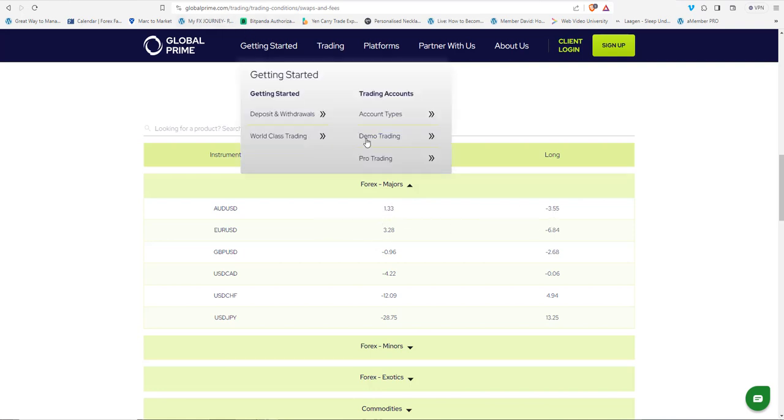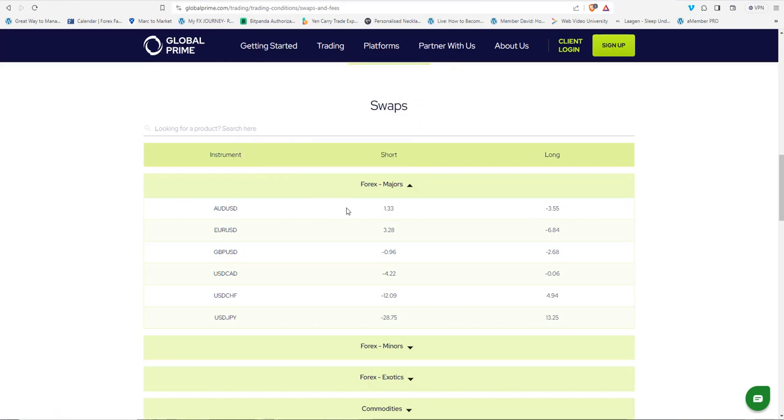This is Global Prime that I'm using, so they actually are quite transparent. Otherwise, you have to go on some of the brokers, go on the MetaTrader, and look at it individually. But most brokers do give this information, as they have to. And over here you can see.